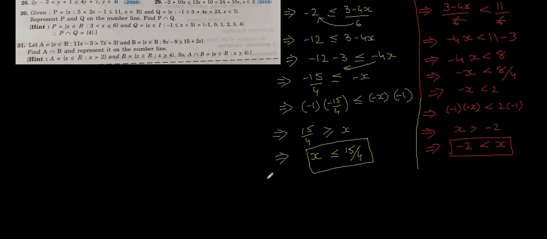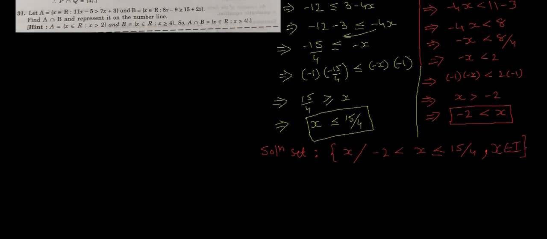So now let us work out the solution set. So here the solution set is x such that minus 2 less than x less than or equal to 15 by 4. And one more thing I forgot, here comma, x belongs to I.